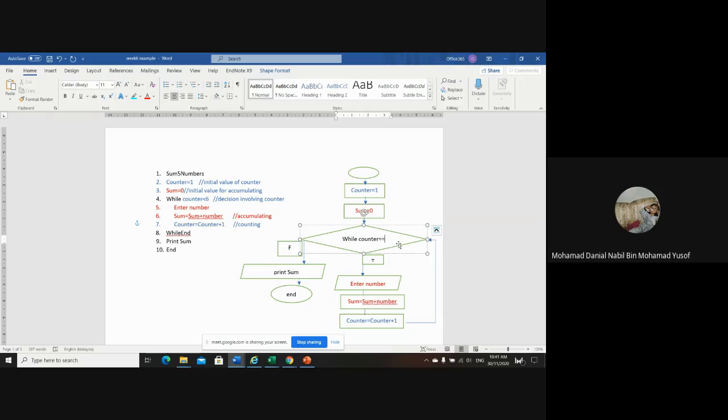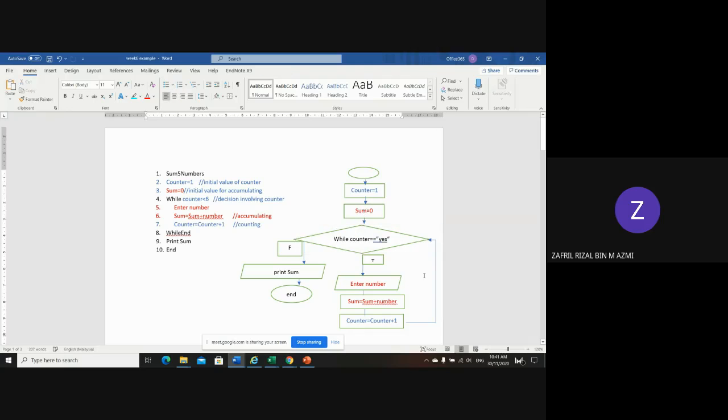It can be yes, it can be y or n. So let's say if we put y, we need to use double quotes. Can you see? That is element number one. So there are three elements. So what else? What else, guys?